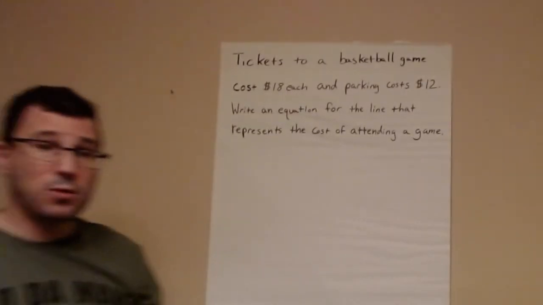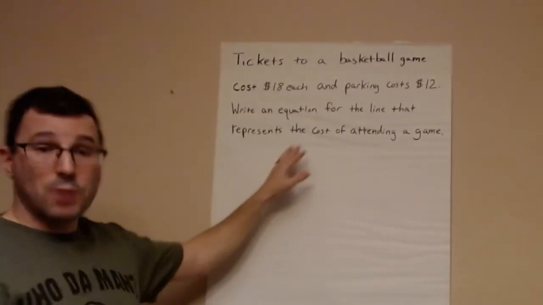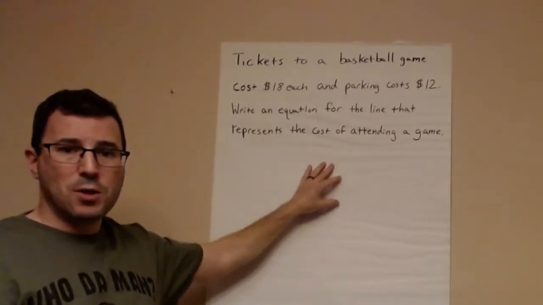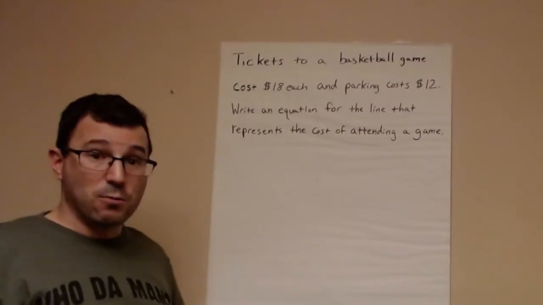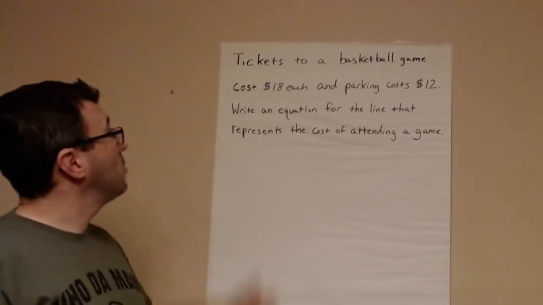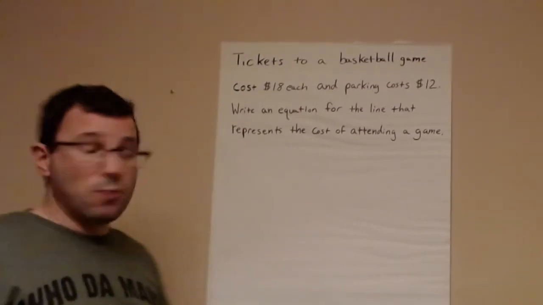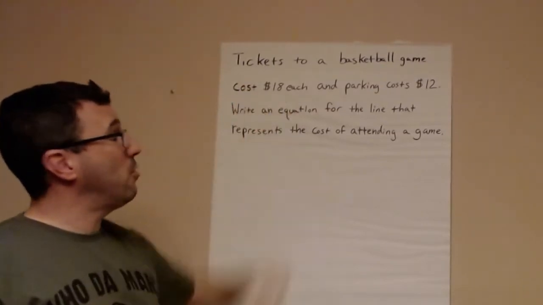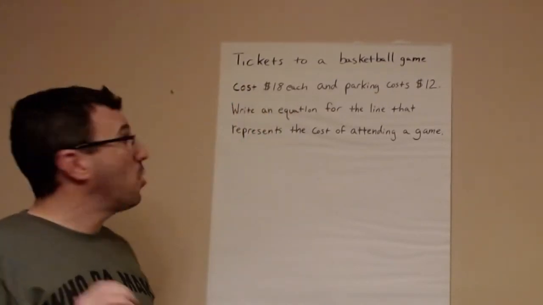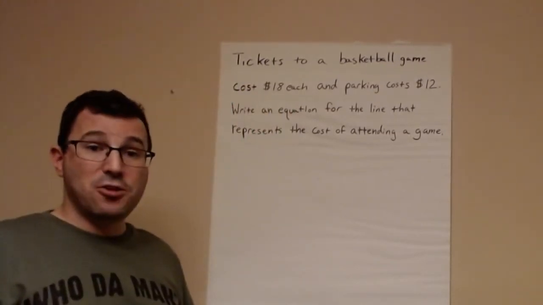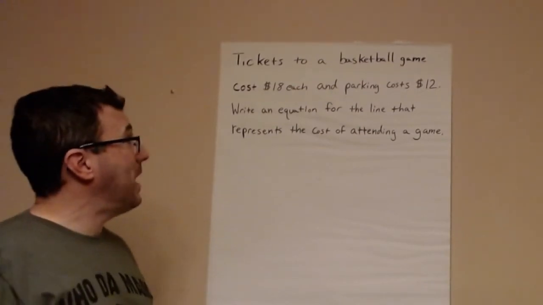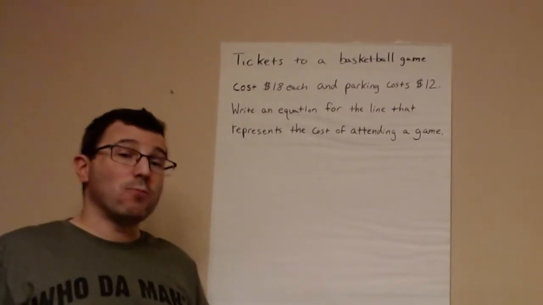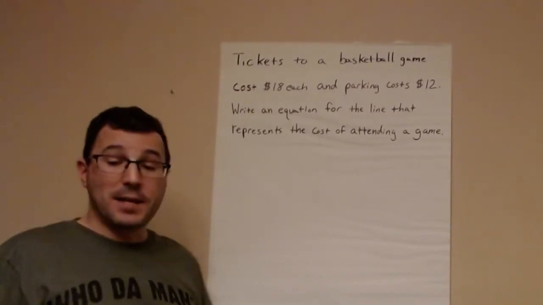So then we come to a situation, or basically a written problem. No graph here, and of course they're not going to give us the equation because that's what we're looking for. So first off, we're going to read it. Tickets to a basketball game cost $18 each, and parking costs $12. Write an equation for the line that represents the cost of attending a game.